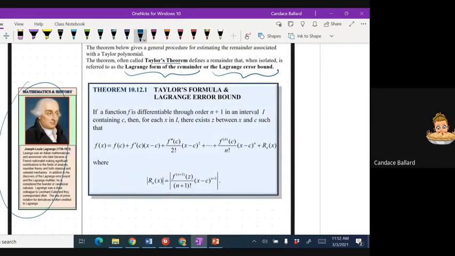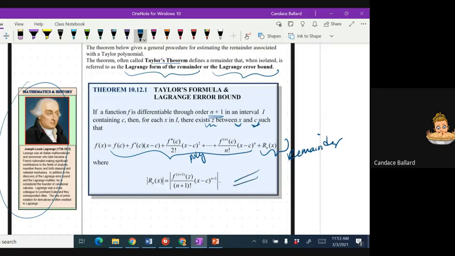If a function f is differentiable through the order n plus 1, meaning beyond where they asked us for, okay, in an interval I containing c, then for each x in I there exists a z, so there's this weird z that comes in, that's between x and c such that. So basically what they're saying is they're going to give us the original x value, they're going to give us a c value, somewhere in between there, there's another value. Okay, that makes sense, right? Intermediate value theorem would say, hey, there's something in between there, right? This is the polynomial part, okay? This is the remainder. Okay, so that was the Taylor's theorem part.